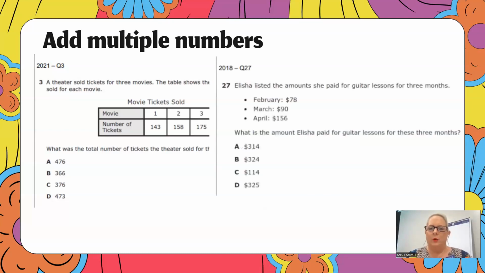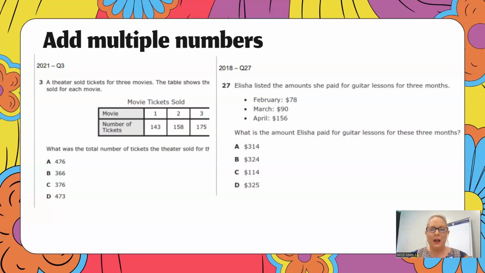And so in this question, where we're trying to find out how much she paid for her guitar lessons for these 3 months, where do you think third graders might get a little confused? Perhaps the place values are different. Look at April, it goes to the hundreds place, and the other 2 only go to the tens place. So this might be a conversation where we want to make sure we line up those numbers.